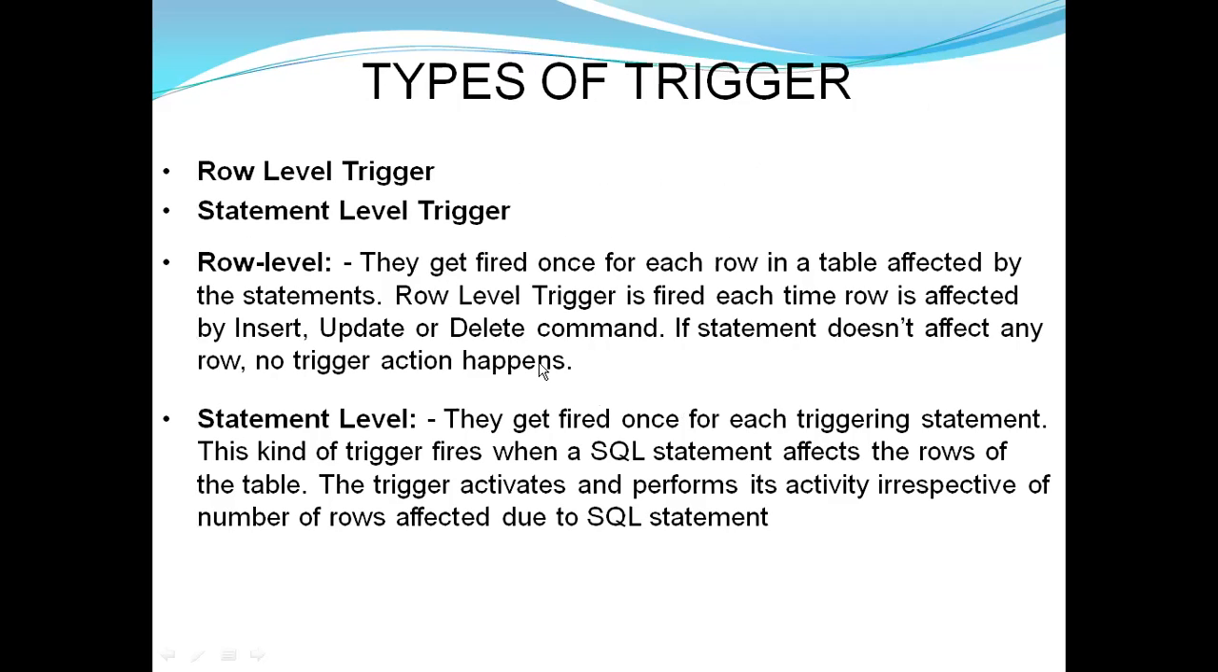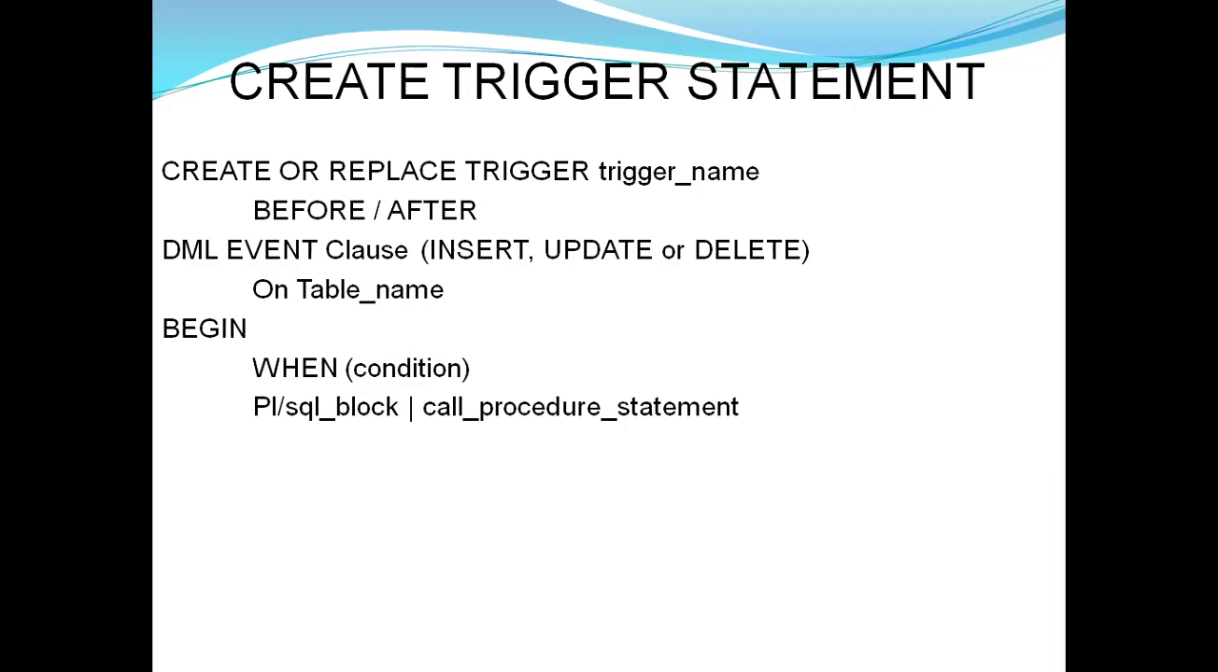Now, when we say trigger, you have seen that we have two types of trigger. One is before and one is after. That means one trigger will execute before and one trigger will execute after. If you mention before, the program will execute before the DML action. When you choose after, this will execute after the DML action.